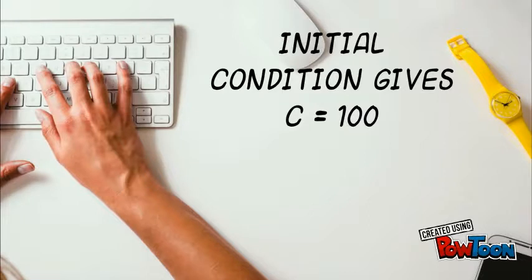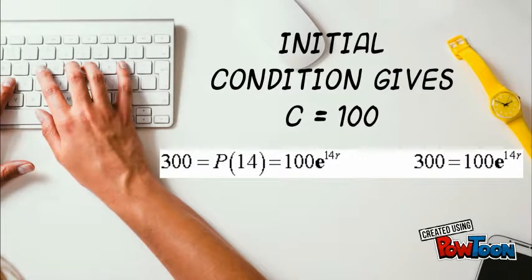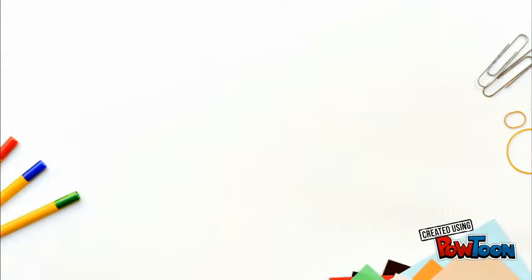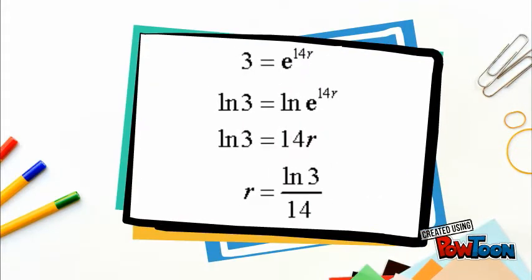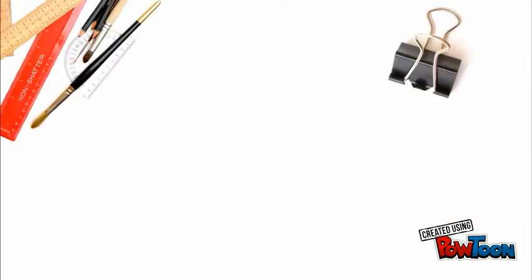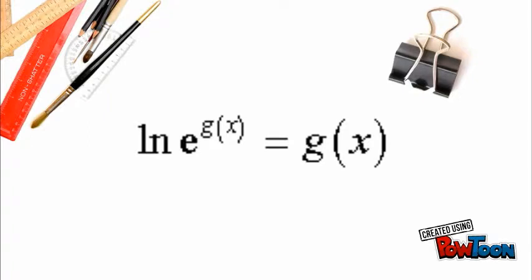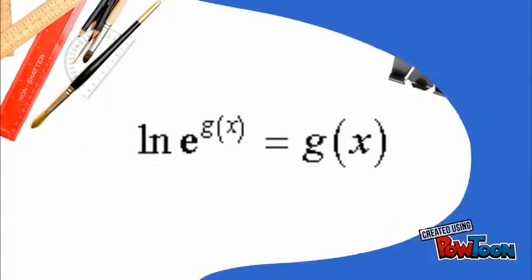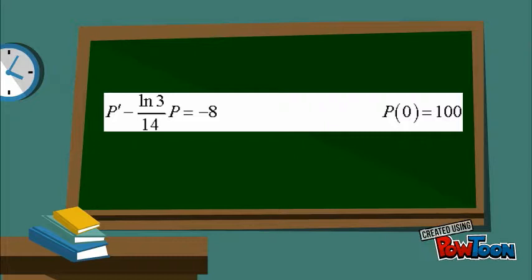Applying the initial condition gives C equals 100. Now, apply the second condition. We need to solve this for R. First, divide both sides by 100. Then, take the natural log of both sides. We made use of the fact that the population triples in 2 weeks here to simplify the problem. Now that we have R, we can go back and solve the original differential equation.